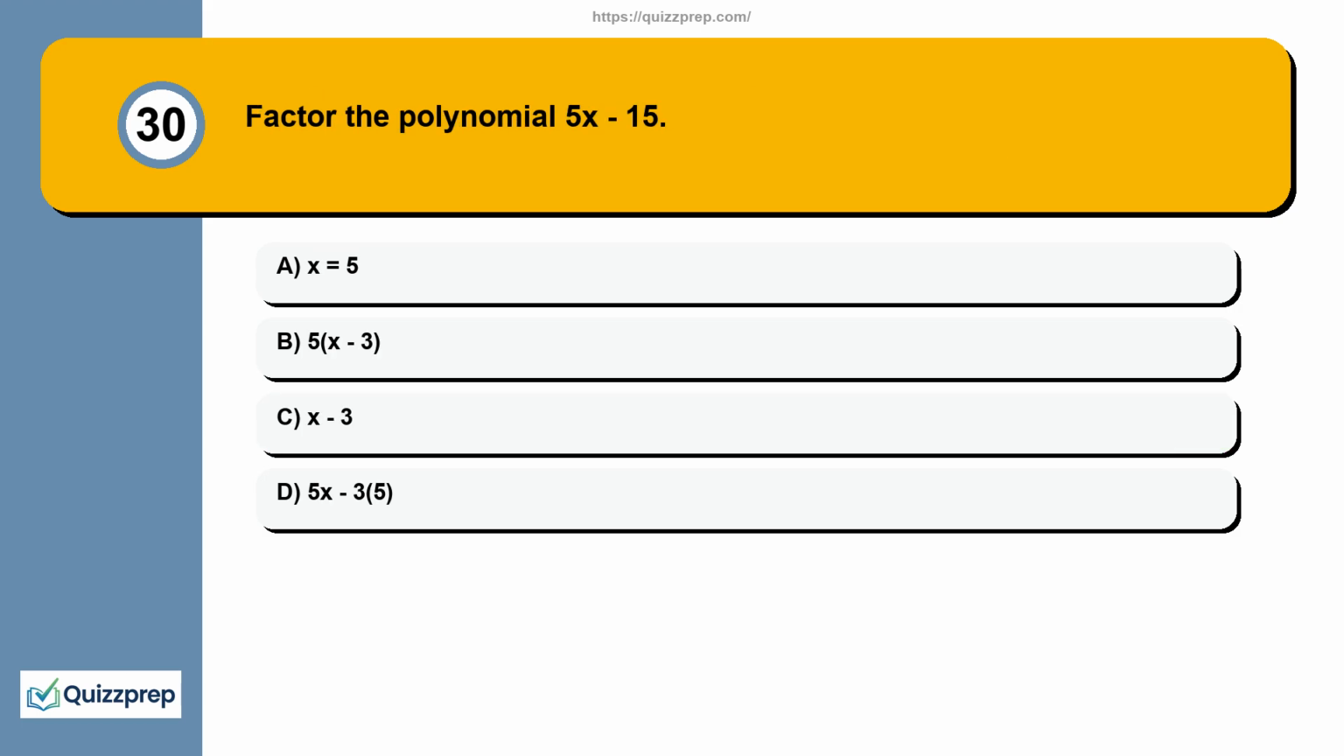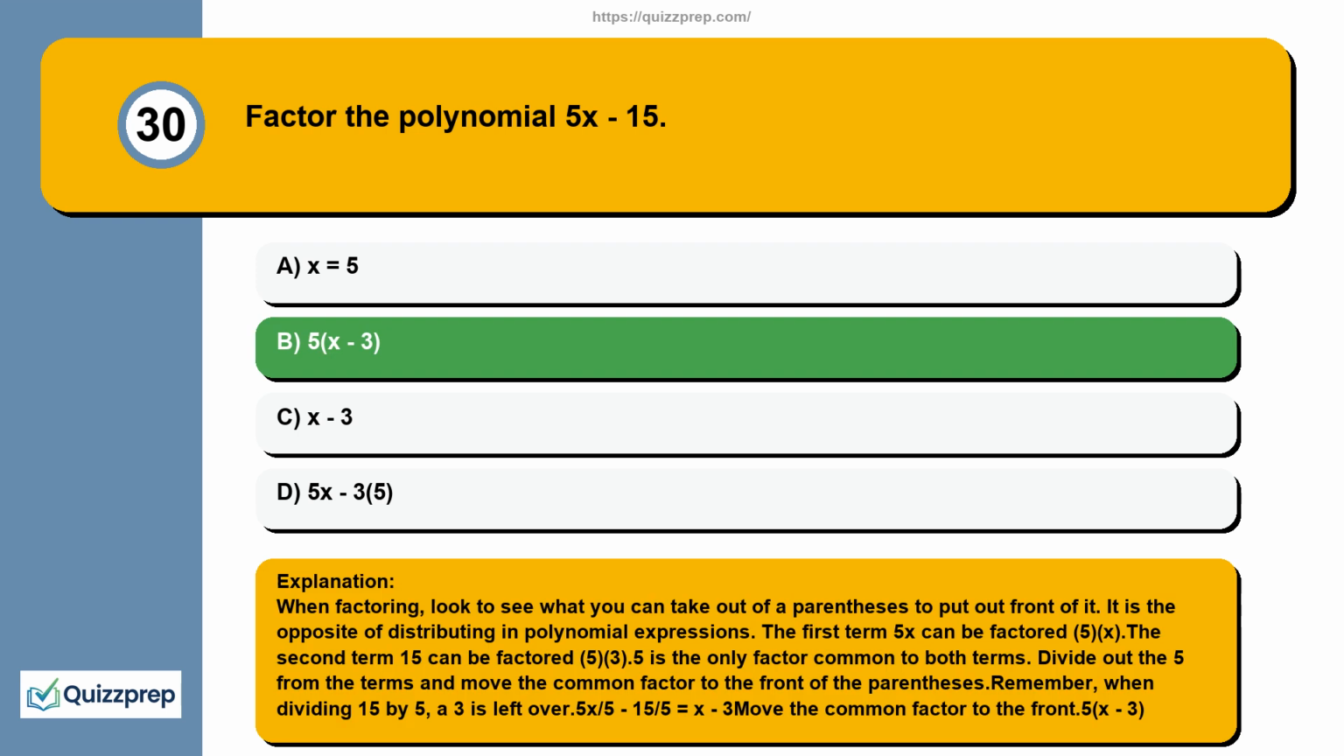Question 30. Factor the polynomial 5x plus 15. X equals 5, 5, x3, x3, 5x3, 5. When factoring, look to see what you can take out of a parentheses to put out front of it. It is the opposite of distributing in polynomial expressions. The first term 5x can be factored, 5 times x. The second term 15 can be factored, 5 times 3. 5 is the only factor common to both terms.